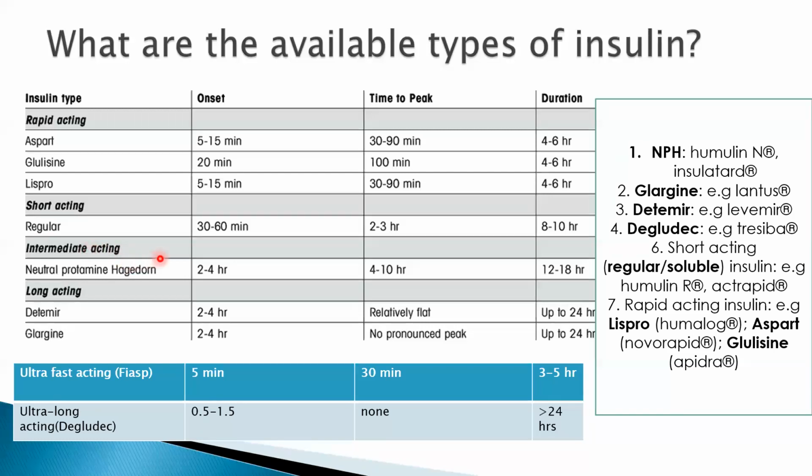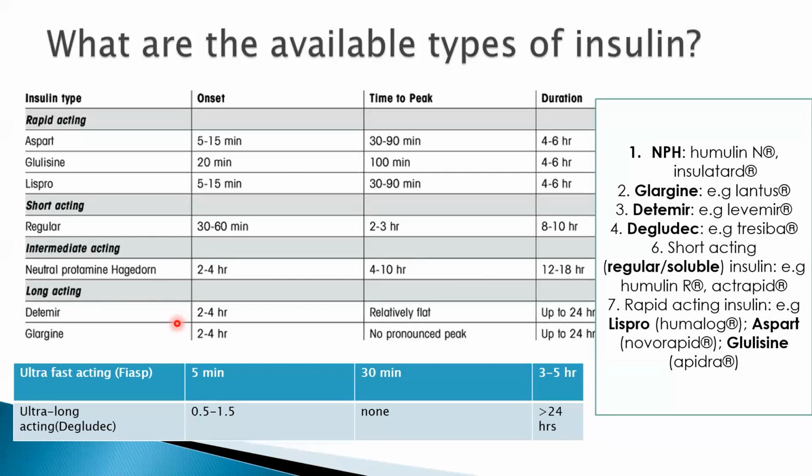Then we have intermediate-acting insulin, and largely this one starts acting within 2 to 4 hours of injection, takes 4 to 10 hours to peak, and then it lasts up to 18 hours. It does not last for 24 hours. And that's why for patients who are on NPH, which is an intermediate-acting insulin, you need to give it as a BD dose. So examples of NPH are the likes of Insulatard, the likes of Humulin N.